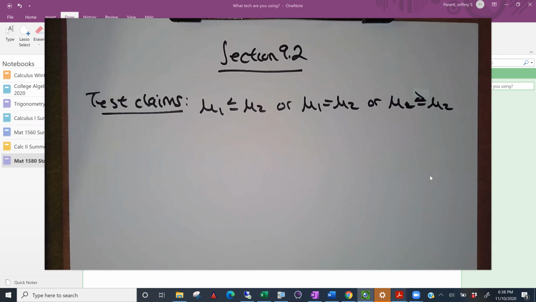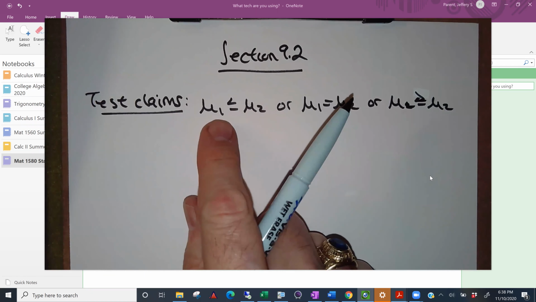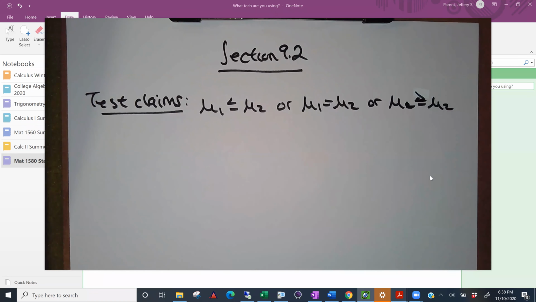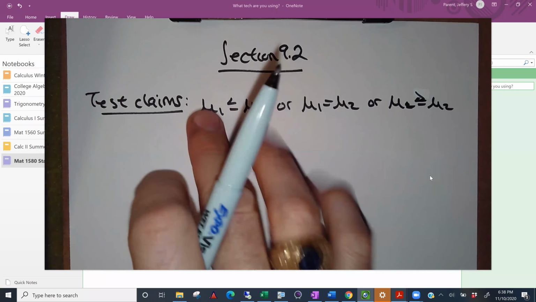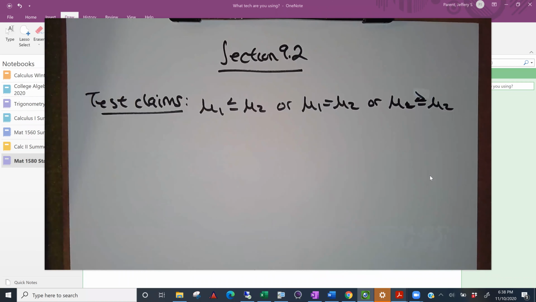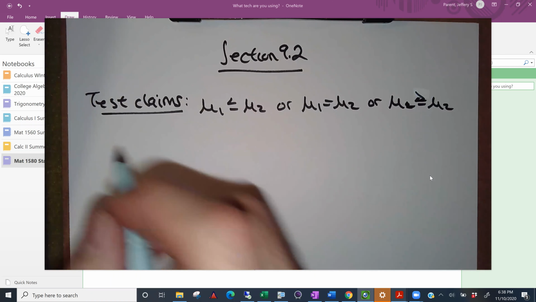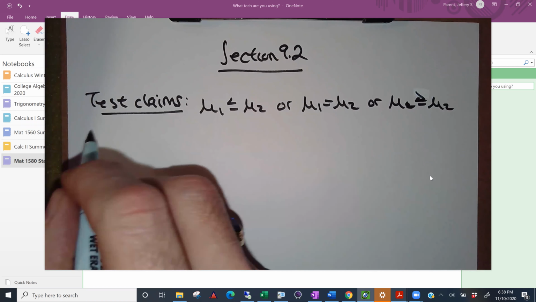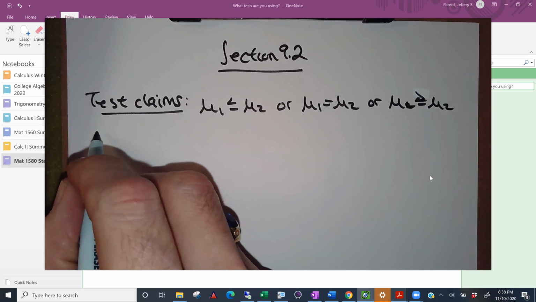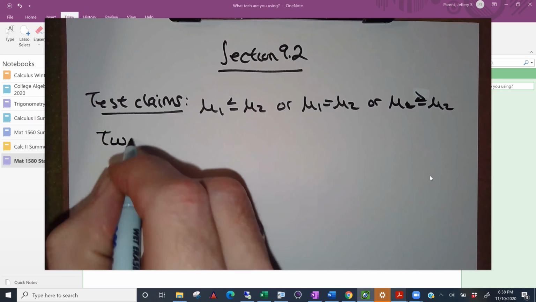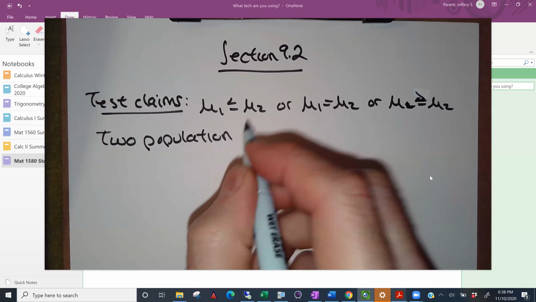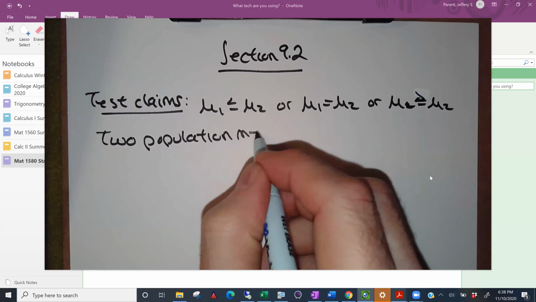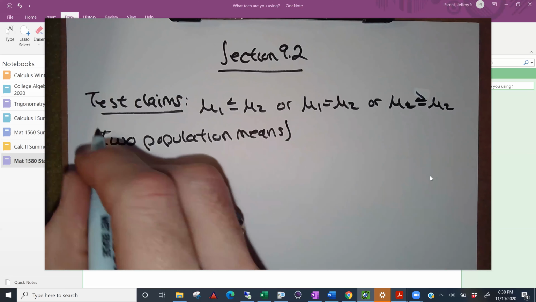So in section 9.2, we're going to be testing claims that involve this null hypothesis. So what kind of a claim is it that we're going to be testing? Well, I guess you can refer to the fact that we've got two of these. So we're testing claims about two population... What does that parameter mu represent? Mean. Yeah, two population means.